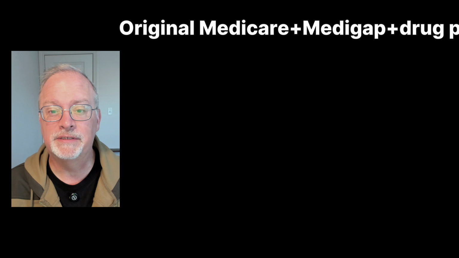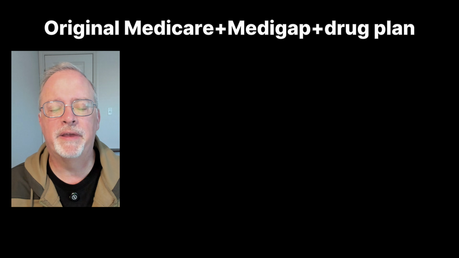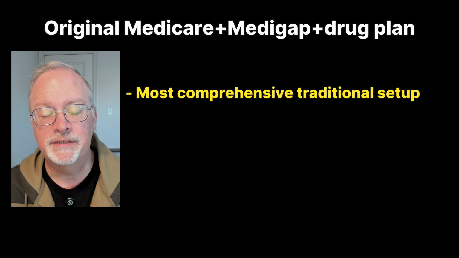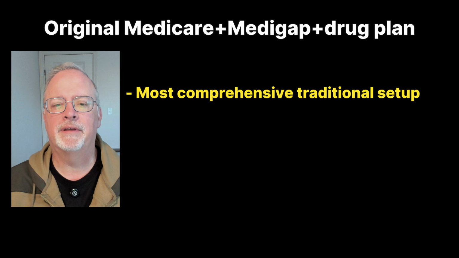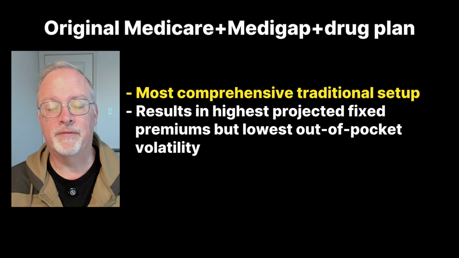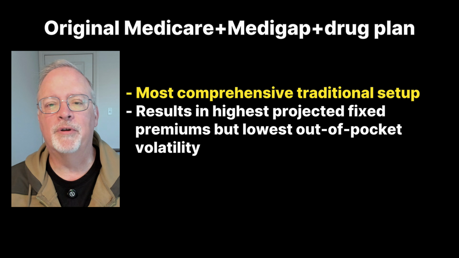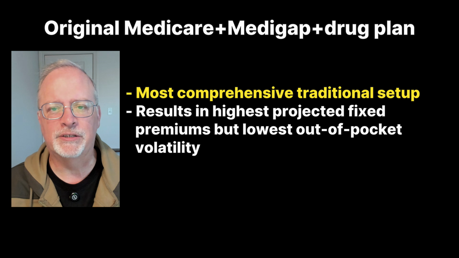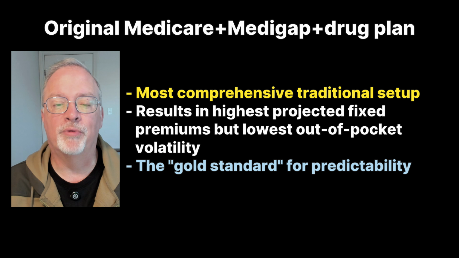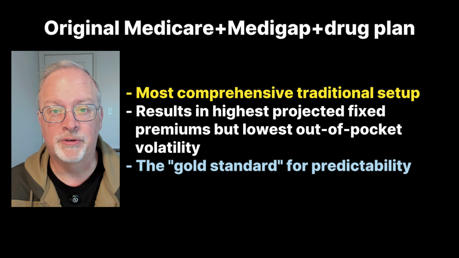The fourth option combines the last two options. You get original Medicare plus Medigap plus a drug plan. This is the most comprehensive traditional setup. It results in the highest fixed costs. So you have your highest premiums, but you have your lowest copays and drug costs. It's considered the gold standard for predictability if that's what matters most to you.